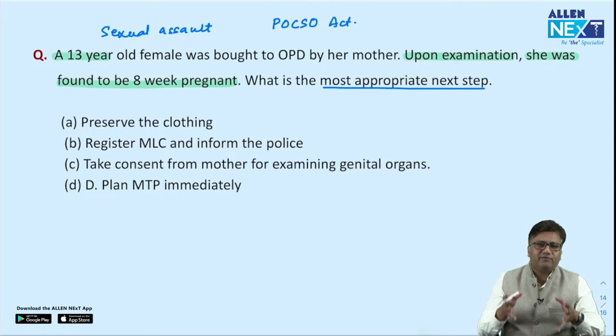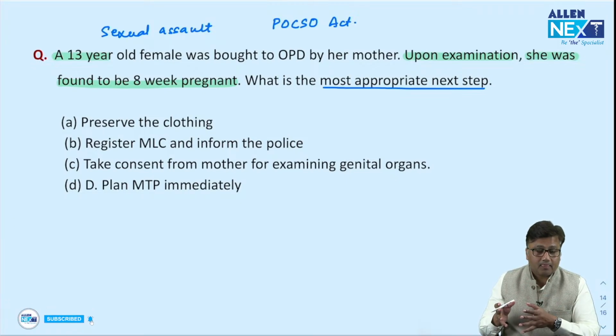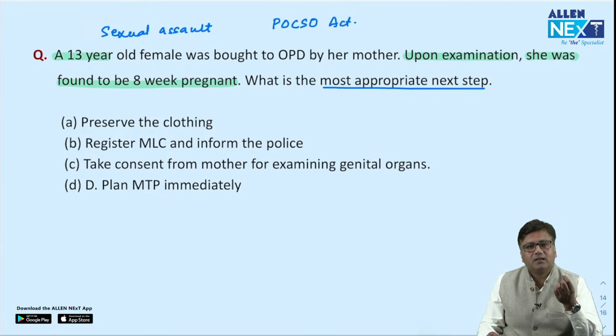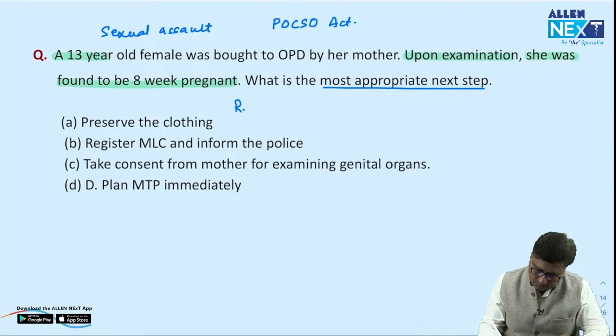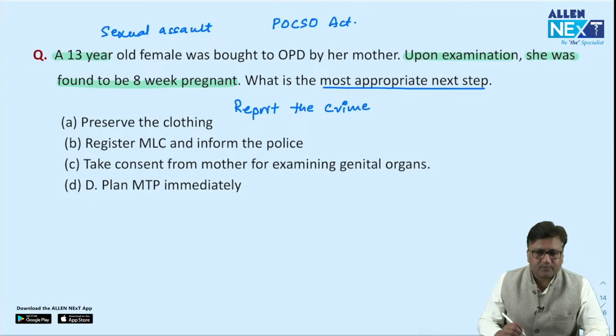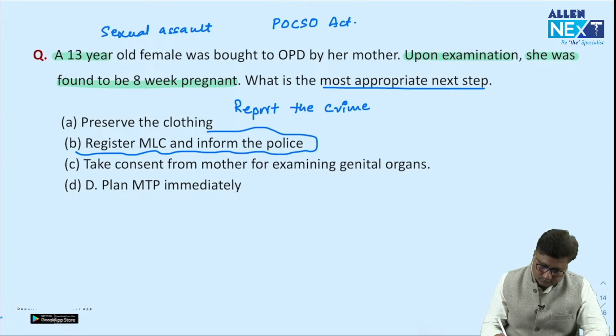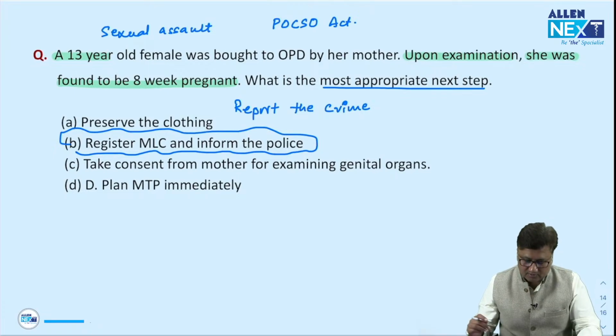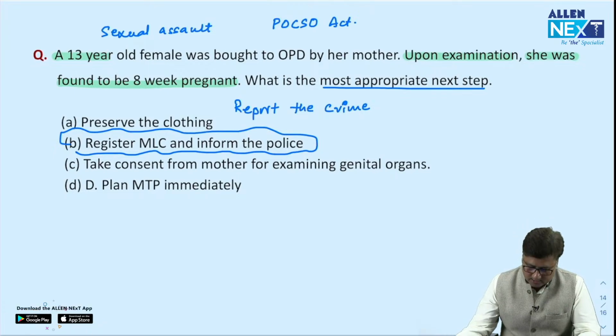So the moment you have identified that the child who is 13 is pregnant and you now understand that this is a crime, what are you going to do? You need to report the crime. So the simple one liner here is: report the crime. How do you report the crime? Register an MLC and inform the police, right?